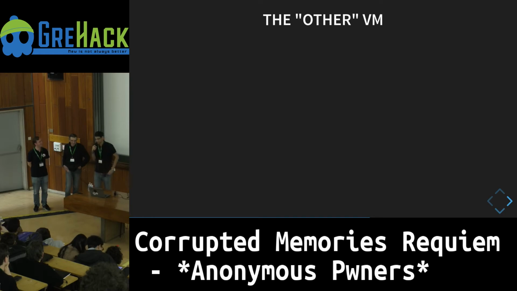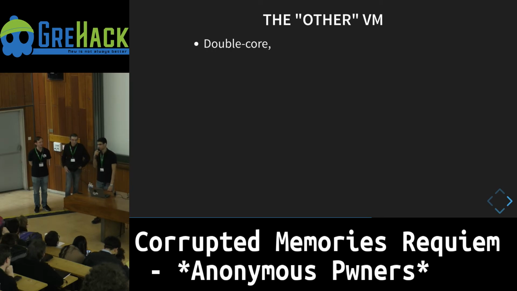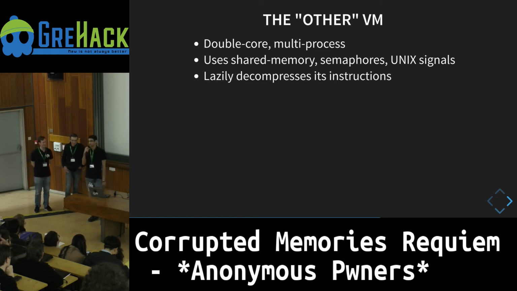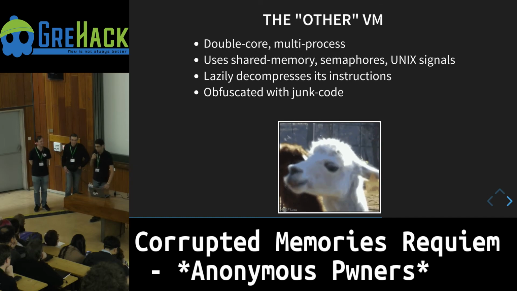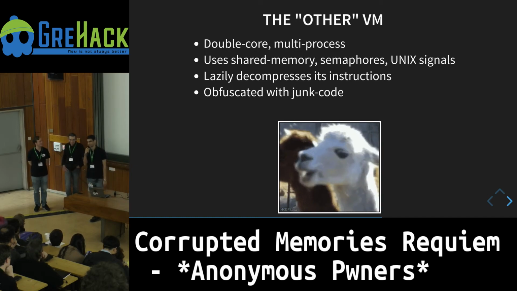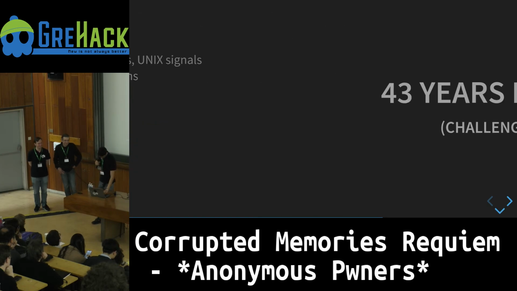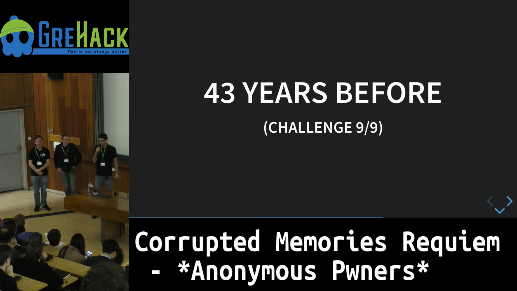I need to mention one last thing about this challenge, because I want to do justice to the big engineering work that went behind it. We've only scratched the surface. Everything I've mentioned so far, from the bytecode assembler to the VM execution, is not native code. It runs in another VM, a big one, which is double core, multi-process, uses shared memory, semaphores, Unix signals, and lazily decompresses its instructions as they are executed, which means dumping the program is a real pain in the neck. And the native code running all of this is obfuscated with jump code. But hey, at least the code is not optimized.